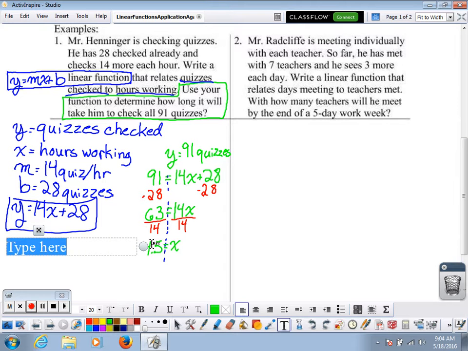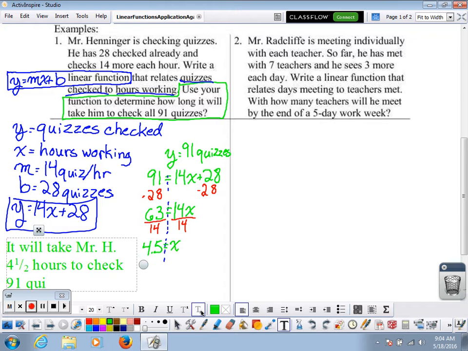So, we can say, the question was, how long will it take him to check all 91 quizzes? It will take him 4.5 hours to check 91 quizzes.